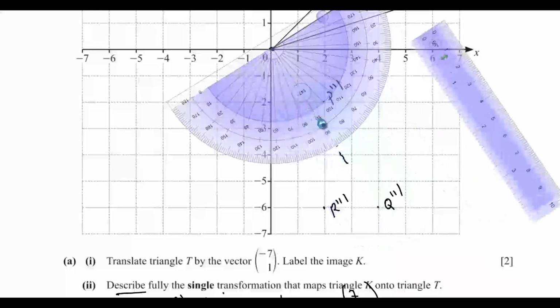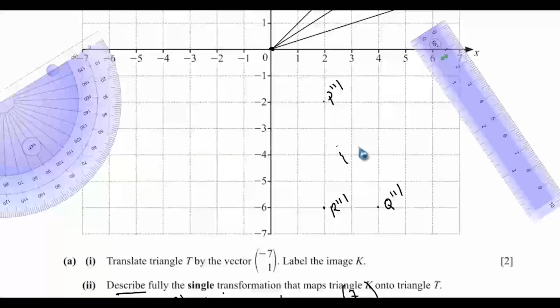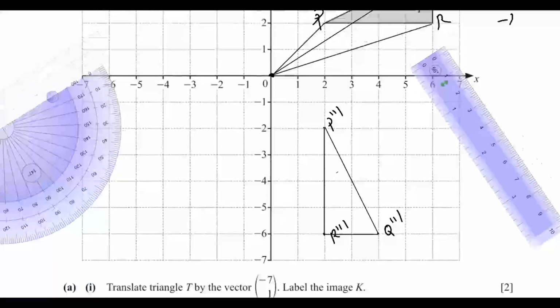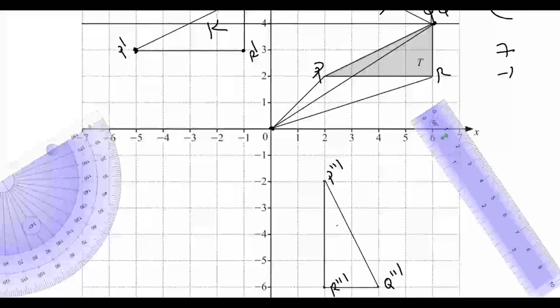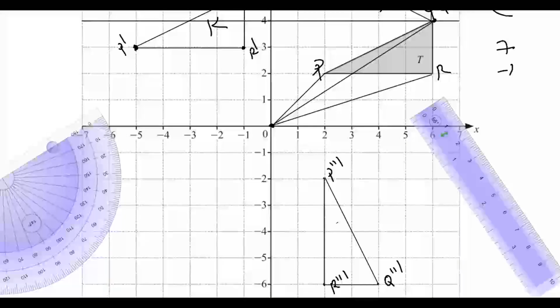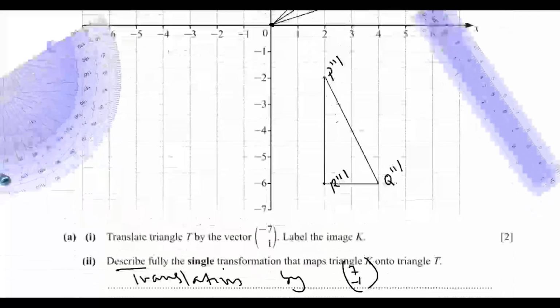So we have the 3 points now. So you can remove this and this. So let's connect them together. Okay, so let's connect them together. We'll join this side to this point, then this point to this point, and this point to this point. So that is the rotation of triangle T, 90 degrees clockwise, about the origin.